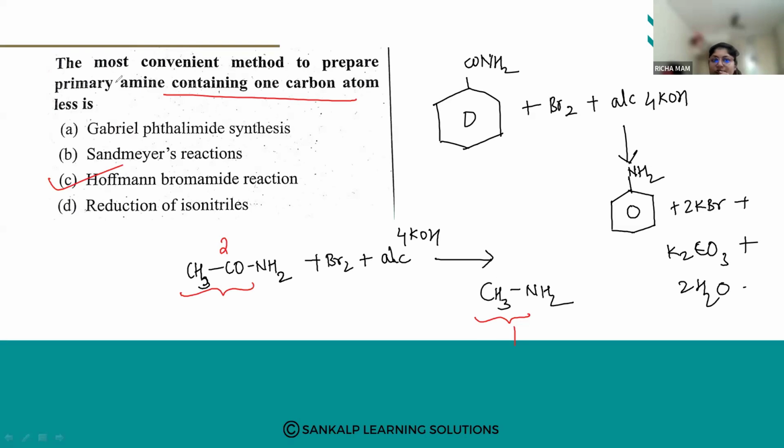So the most convenient method to prepare primary amines with one carbon atom less is by what? This is also a primary amine. So which is the reaction? It is the Hoffmann bromamide degradation reaction. Yes. Let us go for the next question.